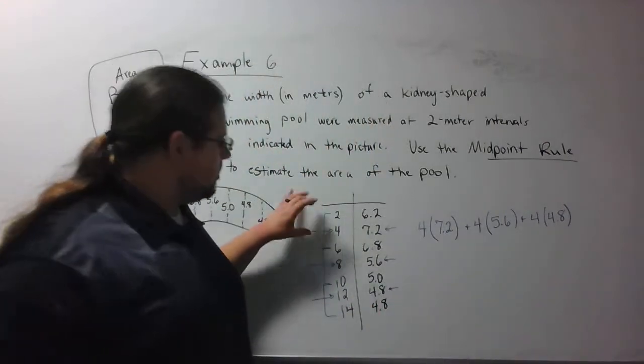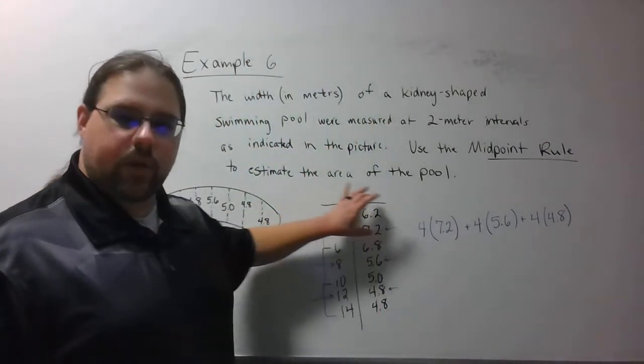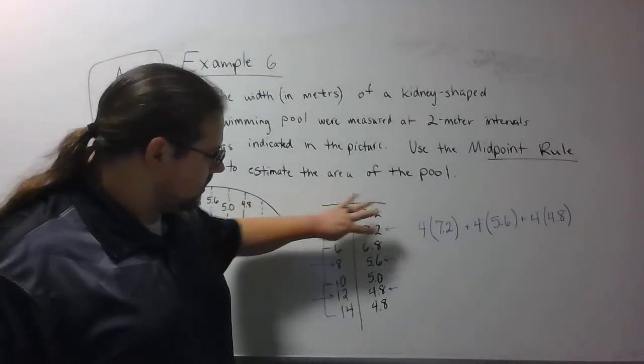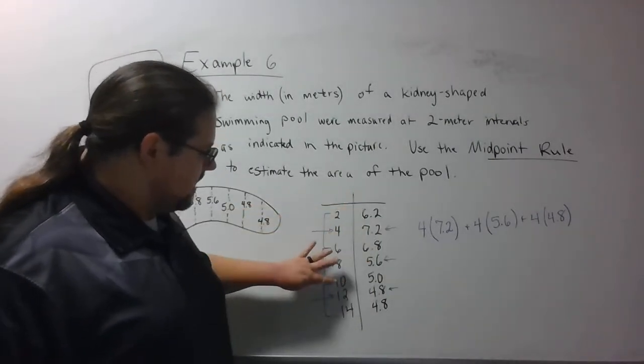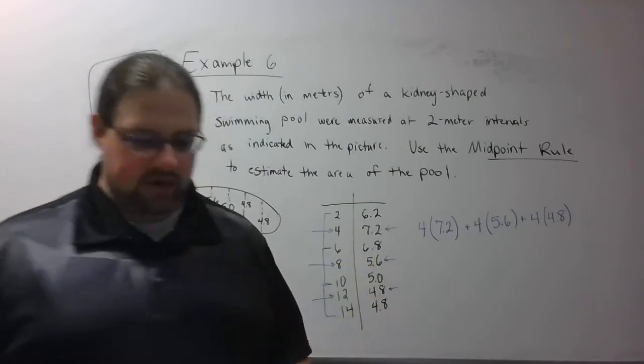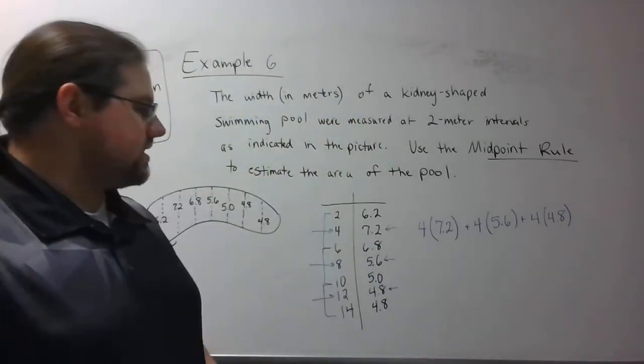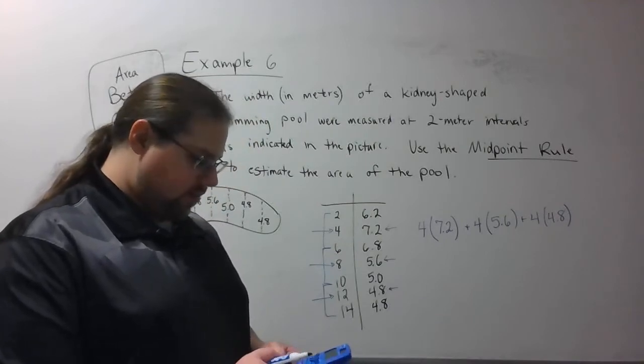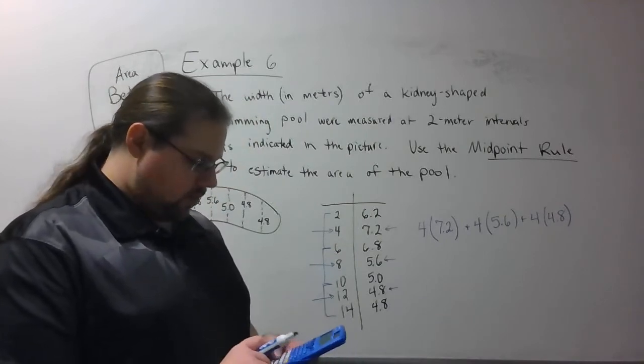Again, remember, you're using the midpoint between those two numbers. So in between 2 and 6 is 4. In between 6 and 10 is 8. And in between 10 and 14 is 12. Those are the numbers I'm using. So once I've got that set up, it's calculator time. 4 times 7.2 plus 4 times 5.6 plus 4 times 4.8.